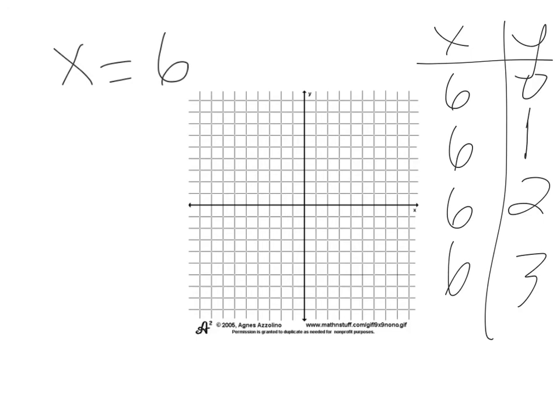I can graph these points. Let's start with 6, 0. I'm going to go over 6 spots. 1, 2, 3, 4, 5, 6, and up 0 spots. I could go over 6 and up 1, over 6 up 2, over 6 up 3.